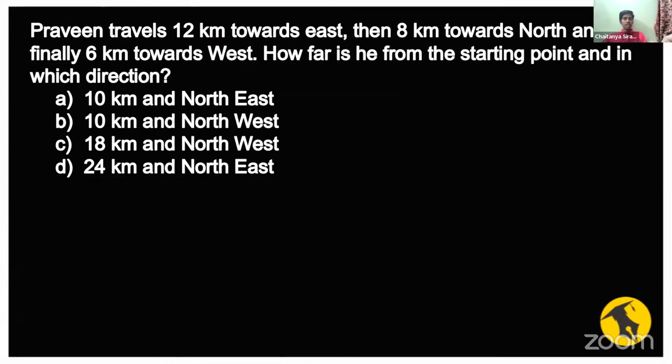Praveen travels 12 kilometers towards east. So let's say Praveen was here and he travels 12 kilometers towards east and then 8 kilometers towards north and finally 6 kilometers towards west. How far is he from the starting point and in which direction?